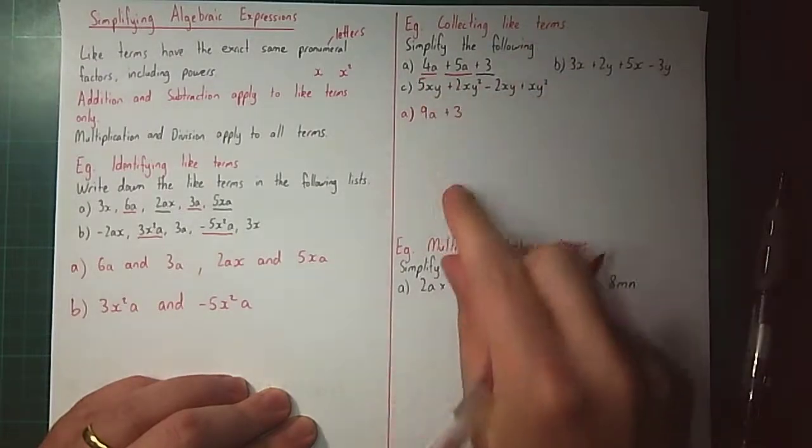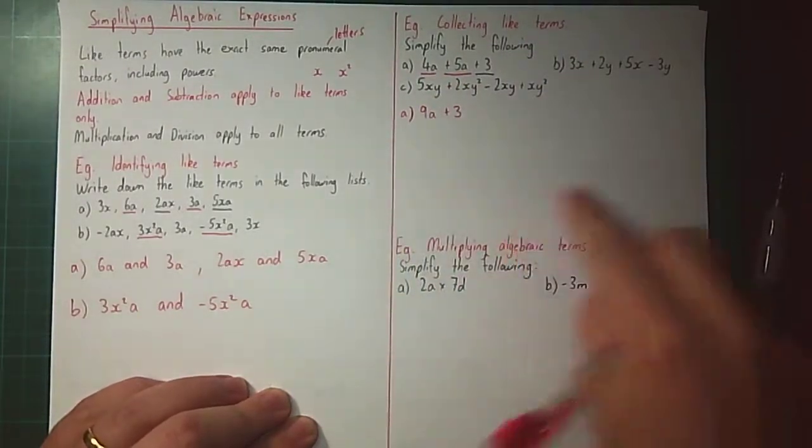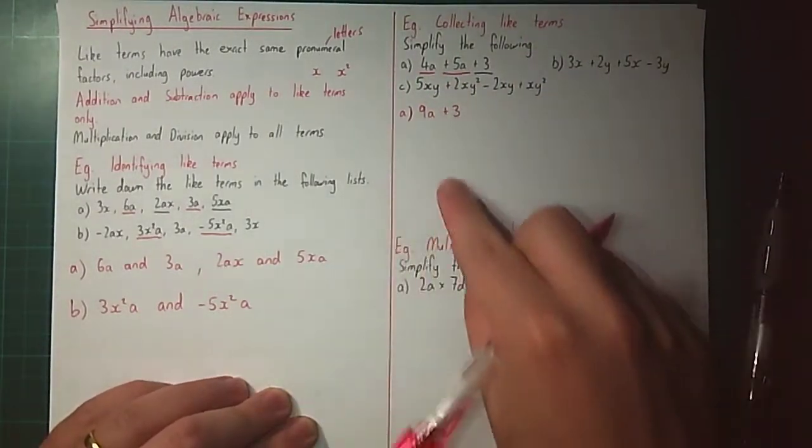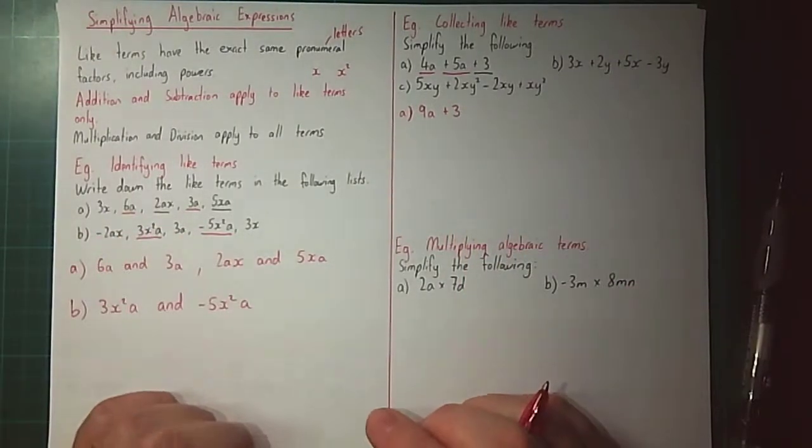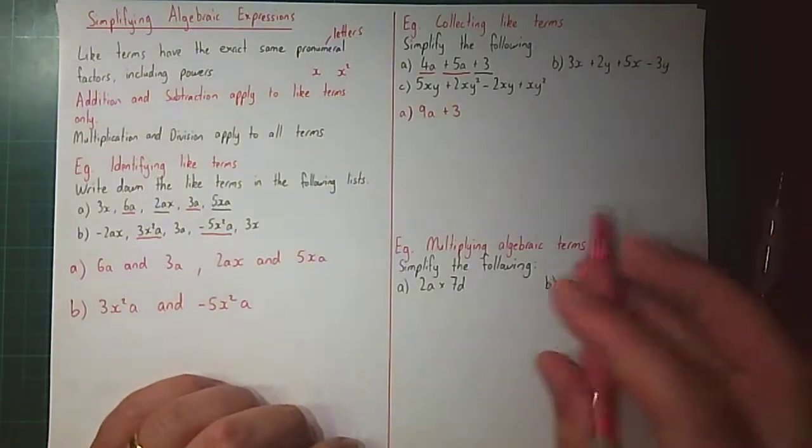So our answer for A is 9a plus 3. We can't add them anymore because they are not like terms. And all that matters is that they're like terms when you're adding and subtracting. We'll move along to B now.